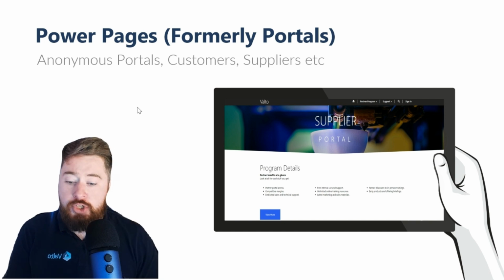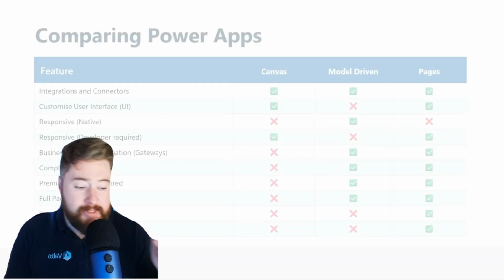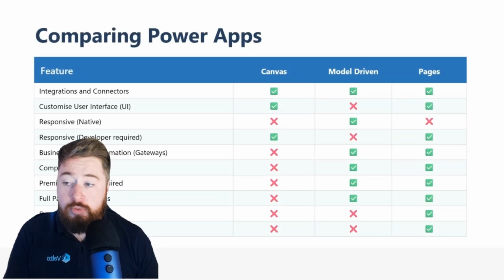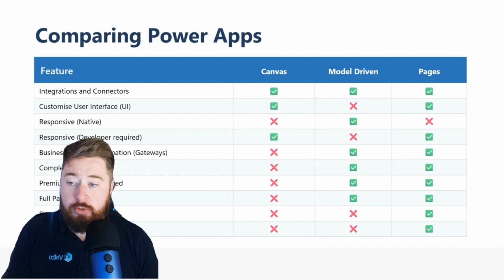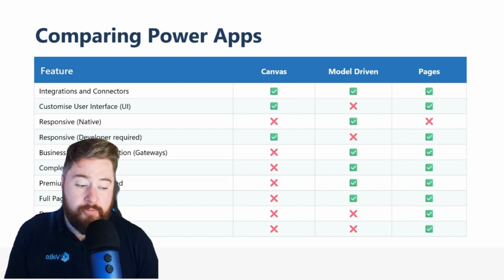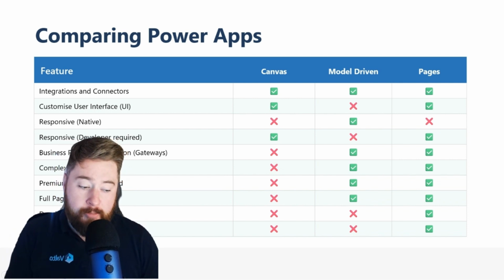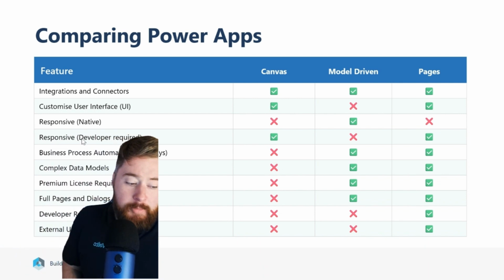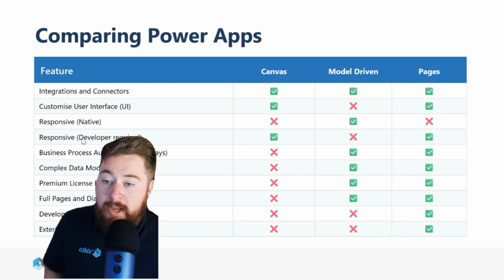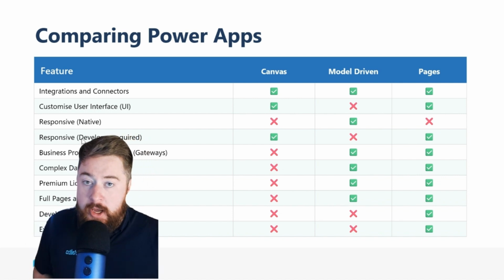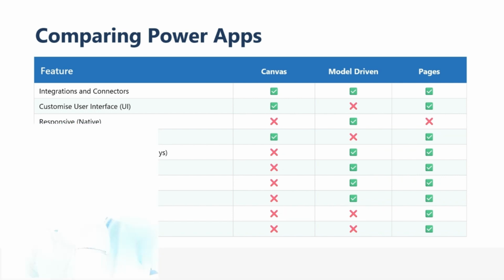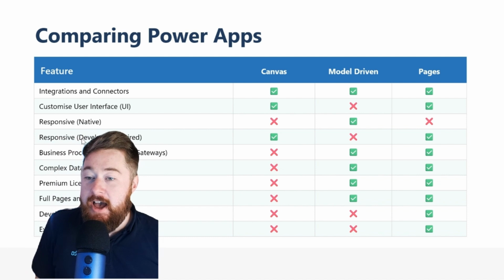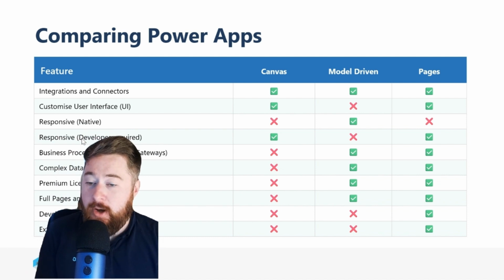And now how do you choose? So what I've done is I put together a bit of a table to help you choose when is the best time to use the different Power Apps. So down the left-hand side, we have the features. Now I realize I'm blocking this a little bit, so I'm just going to have to scoot out the way a little bit as I'm talking. But we have comparing Power Apps. But anyway, I'm going to read them out.